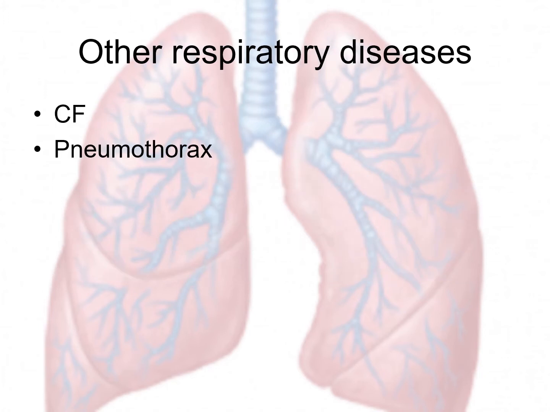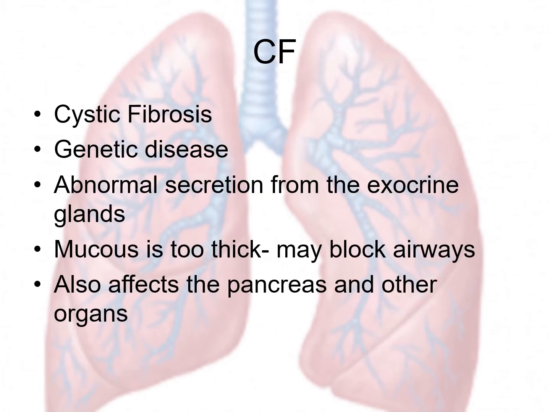So a couple of other respiratory diseases, cystic fibrosis. I'm not going to talk about pneumothorax in this talk, so strike that. Cystic fibrosis is a genetic disease. It's an abnormal secretion from the exocrine glands. Basically you have exocrine glands in a number of different organs. These are glands that secrete not into the bloodstream, but somewhere else.